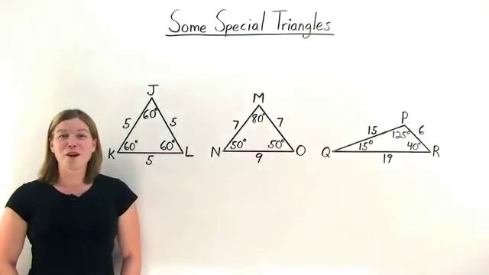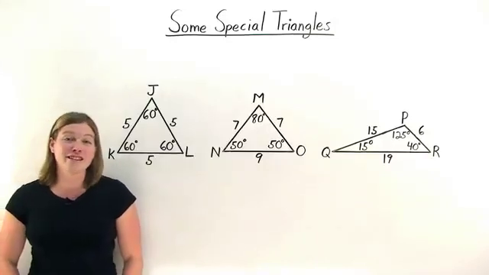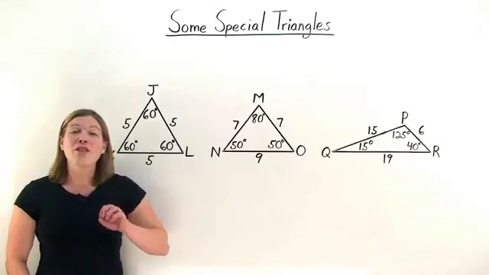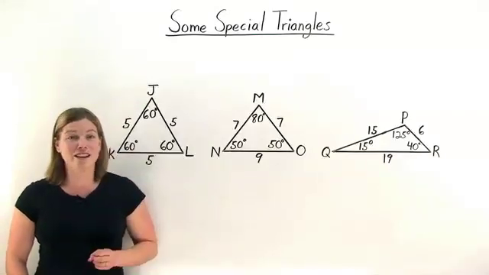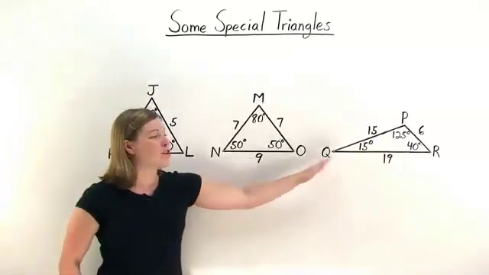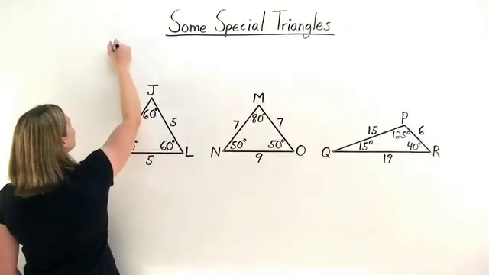Let's take a look at one of the ways we can classify triangles. One of the ways we can classify triangles is by looking at the number of sides that are the same length, the number of sides that are congruent. Here we have 3 triangles. Now let's take a look at how we can classify each of these.